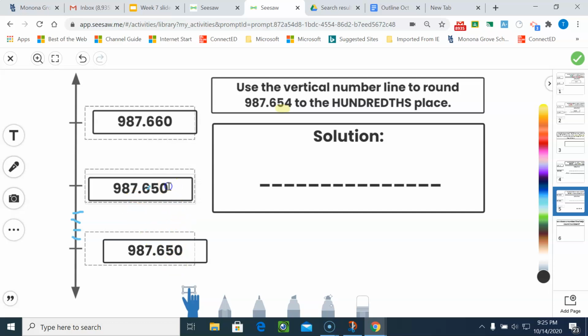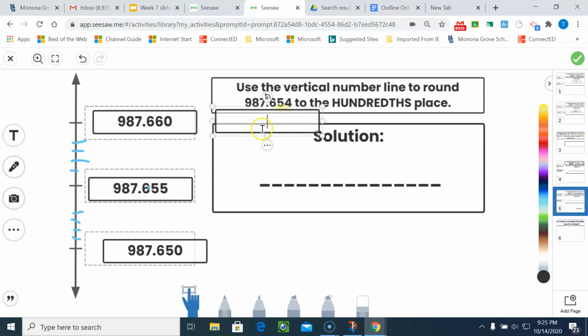650, this should be 655. My goodness, it's late at night. 655. Okay, so let's go back. 650, 651, 652, 653, 654, 655. Then I would have 656, 657, 658, 659, 660.